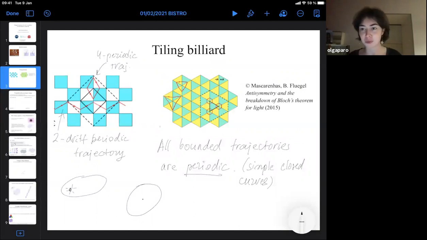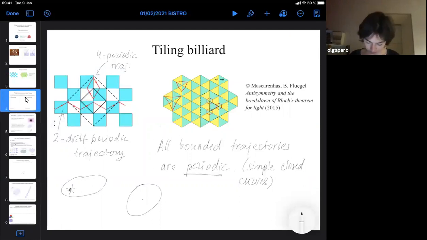Both tilings are very symmetric, so one can think that the abundance of bounded trajectories comes from the fact that there are many, many symmetries in the tilings. As we will see, it's not exactly true. We will see that if we perturb these two tilings in some families, this property of the fact that all bounded trajectories are periodic will stay true.